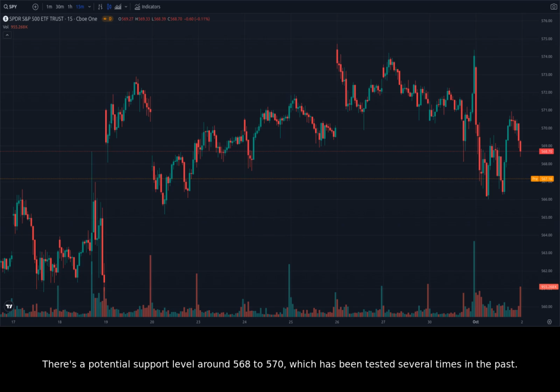There's a potential support level around 568 to 570, which has been tested several times in the past. If the SPY breaks below this level, it could indicate a short-term bearish trend. However, there's also a potential resistance level around 573 to 575. If the SPY can break through this level, it would signal a short-term bullish trend. The current price action suggests that the SPY is likely to remain volatile in the short term.